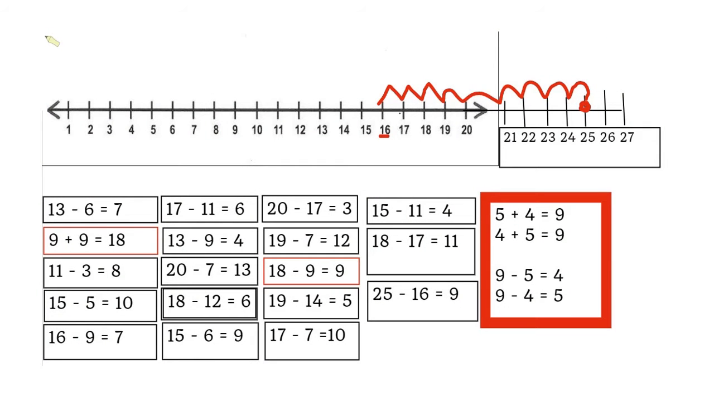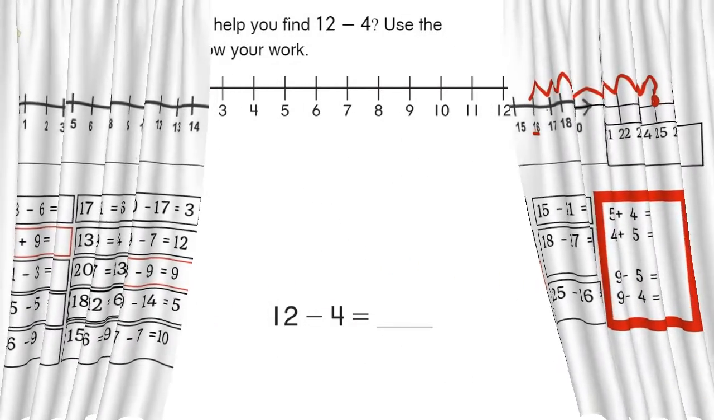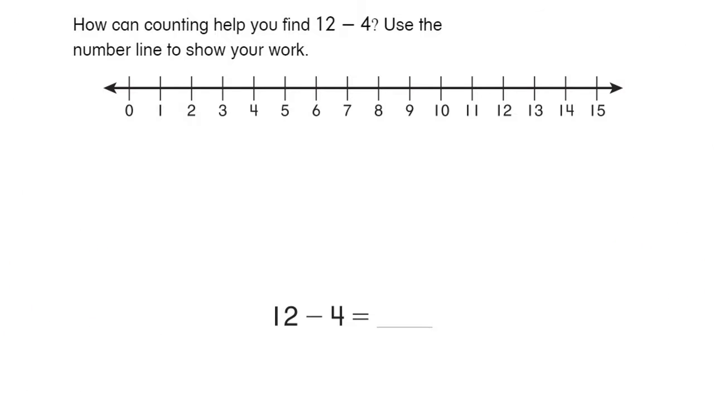Remember this from yesterday? We worked on subtraction problems with numbers from 1 to 20. And we started at one number and then we counted down. Okay? We can also count on. I'm going to show you both ways. Okay, so let's look at this. We have a number line here. How can counting help you find 12 minus 4? Use the number line to show your work.